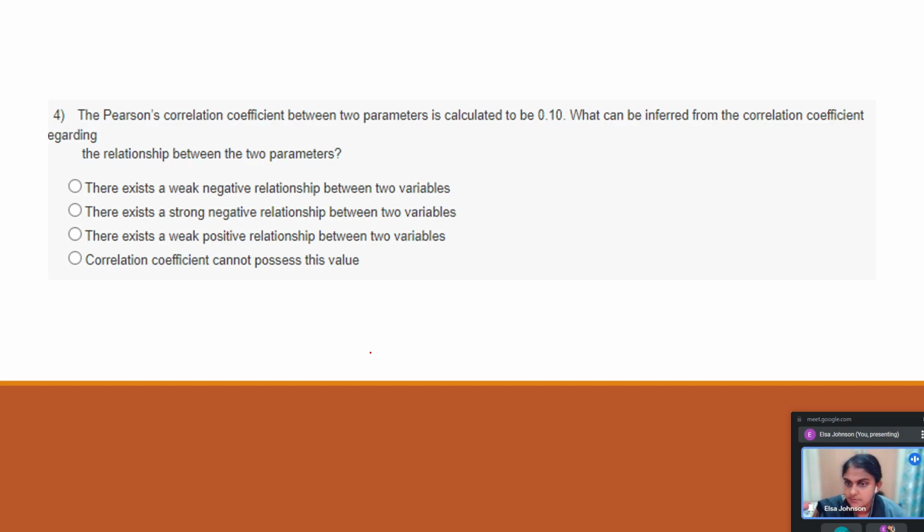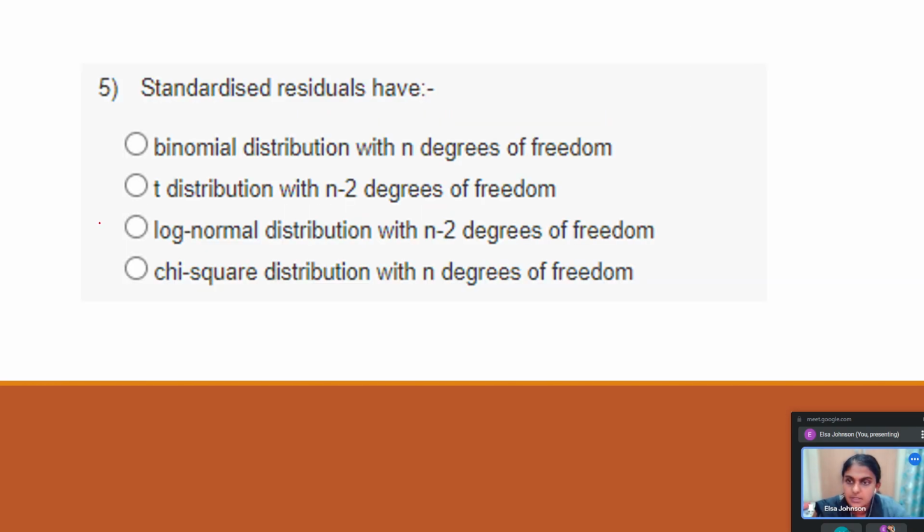Okay, there is a weak positive relationship between the two values. Then standardized residuals have a t distribution with n-2 degrees of freedom. That is true.